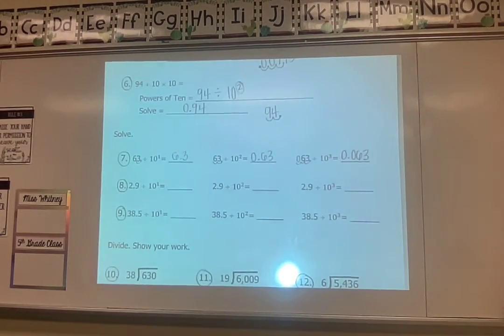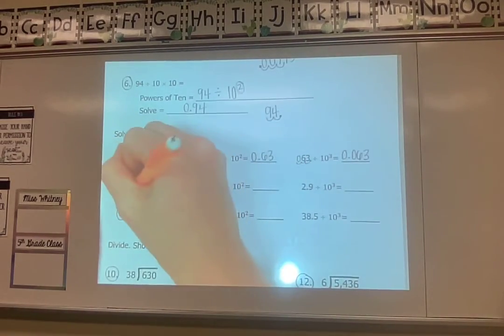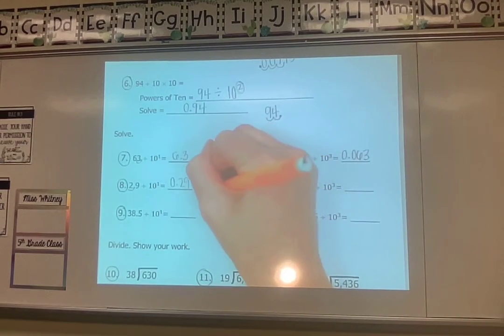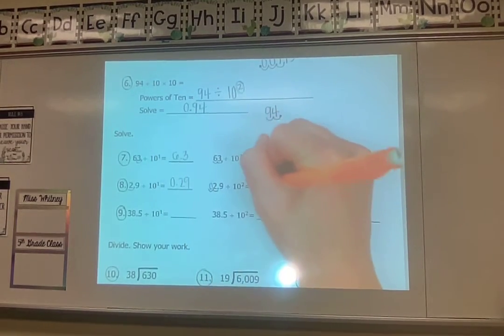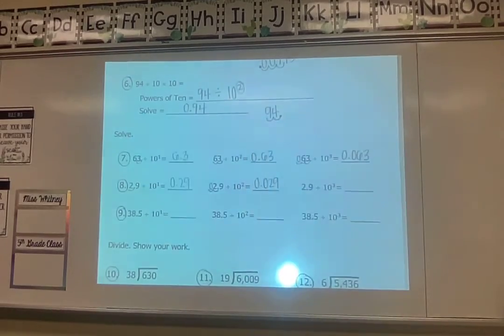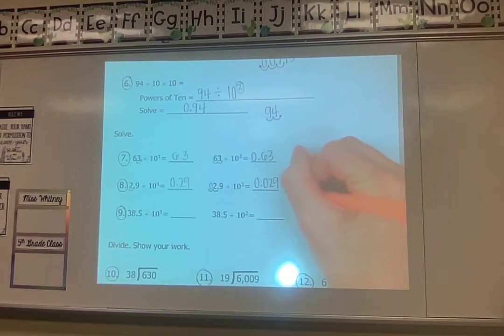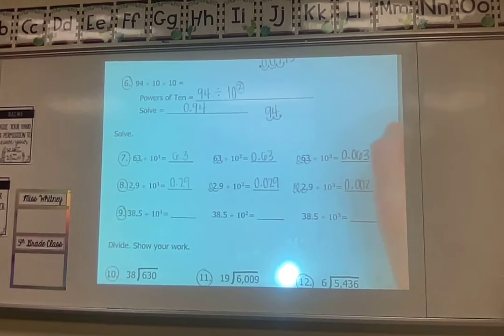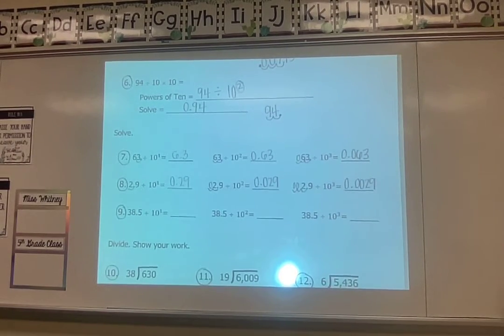Going down to the next one, it already has a decimal, so 1 time, 0.29. 2 times, I need to add a 0, so 0.029. And 3 times, I need to add 2 zeros, so 0.0029. Remember, all of these are moving to the front because we are doing division. Division, they move to the front.